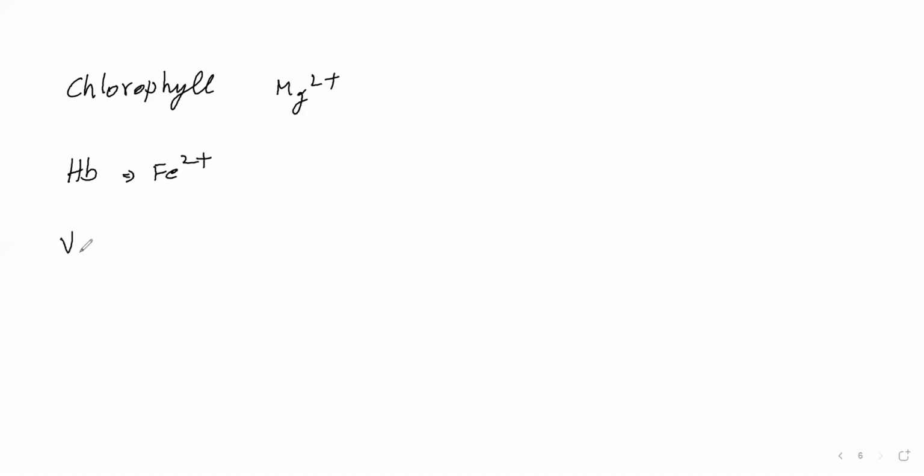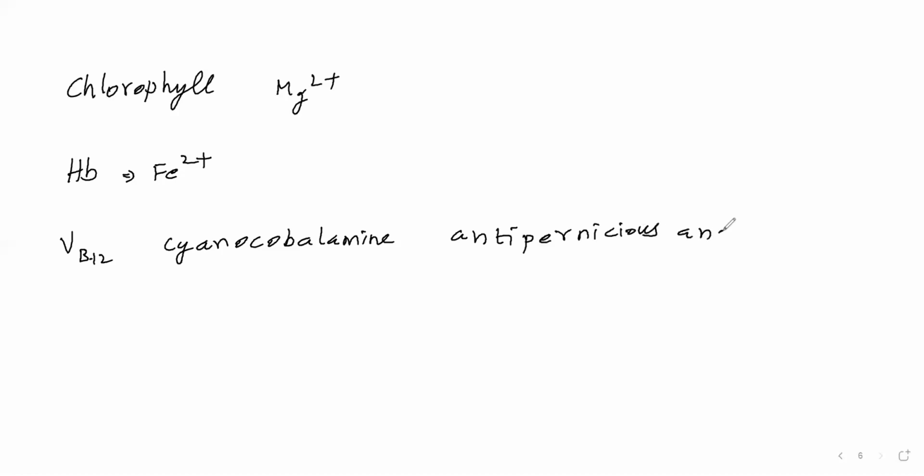Next, vitamin B12 we will take. Vitamin B12's chemical name is cyanocobalamin. This vitamin is taken as it acts as an anti-pernicious anemia agent. This vitamin B12 is a coordination compound in which the central metal is cobalt.